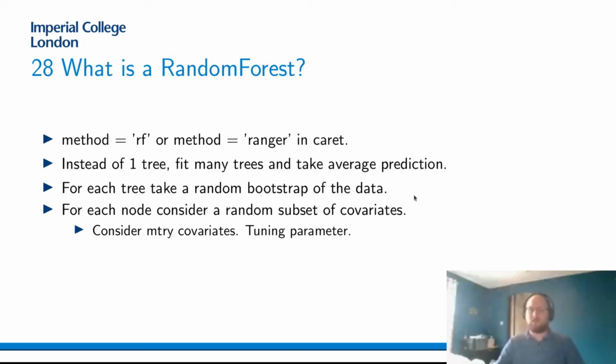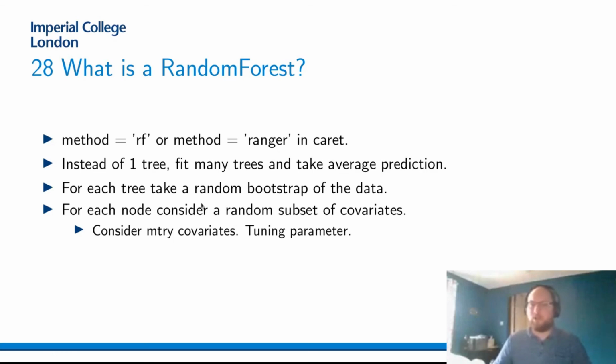And the way you make each of those trees is you take a random bootstrap of the data. So this isn't bootstrapping for our performance like a holdout data set. This is just a way of getting similar but different data sets. So it's fitting perhaps 1,000 trees to 1,000 bootstrap resamples of the data. So they're all slightly different.